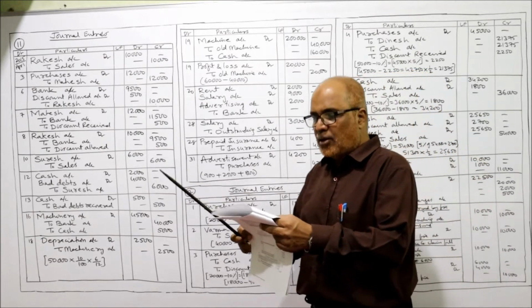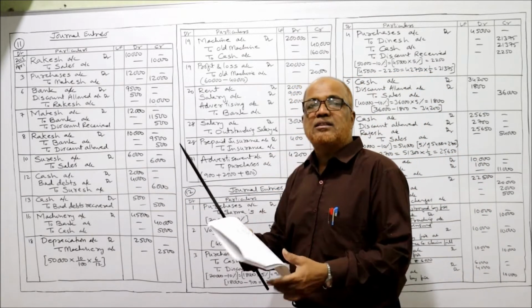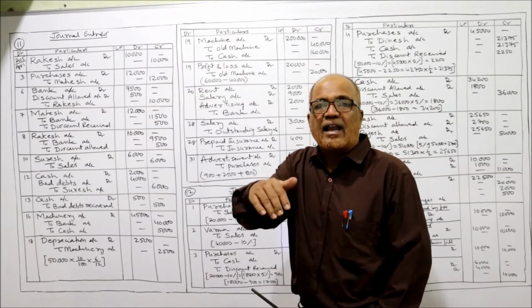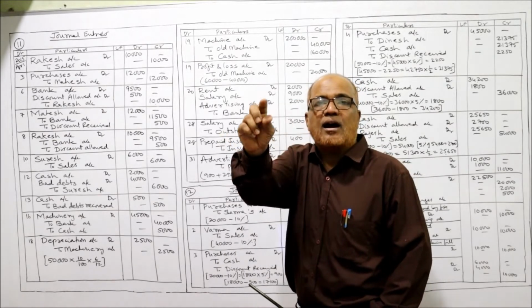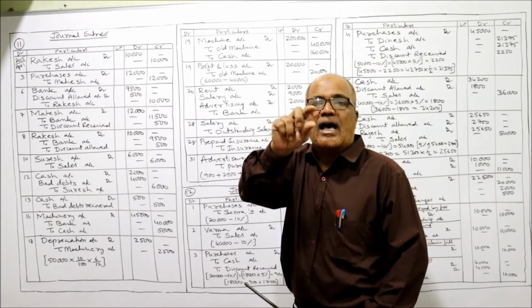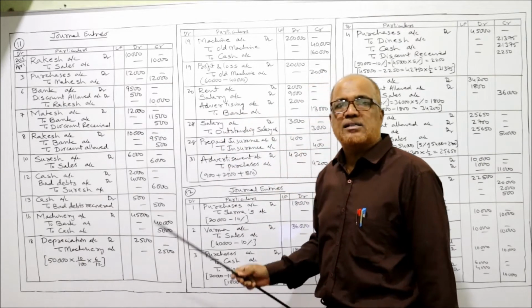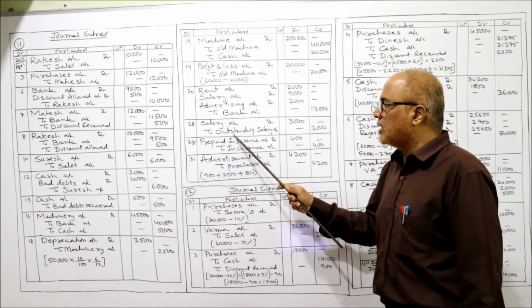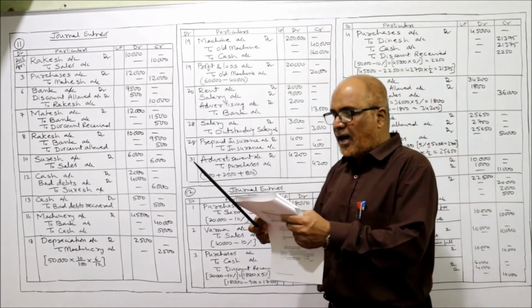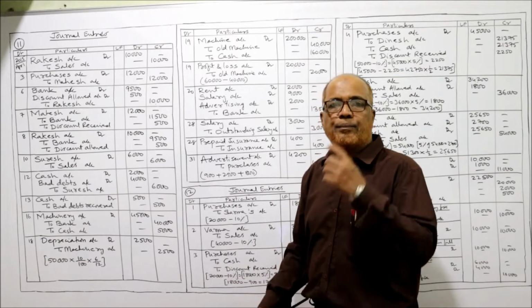Next one, 28th. Provide for outstanding salary 3,000. Salaries are outstanding. If salaries are paid, salary account debit to cash. If salaries are outstanding, salary account debit to outstanding salary account. Being the salary outstanding.